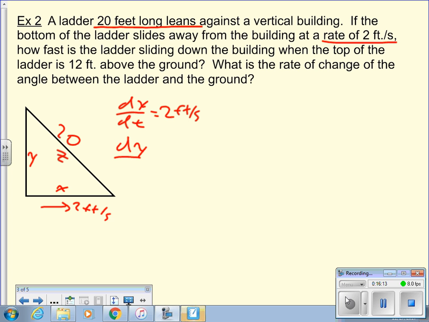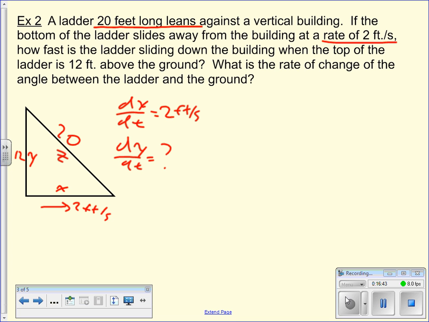So it's saying dy/dt equals what? How fast is it sliding down? What is dy/dt? When the top of the ladder is 12 feet above the ground. What dimension is that? Y. So when y is 12, and it's sliding away at 2 feet per second, what is dy/dt?